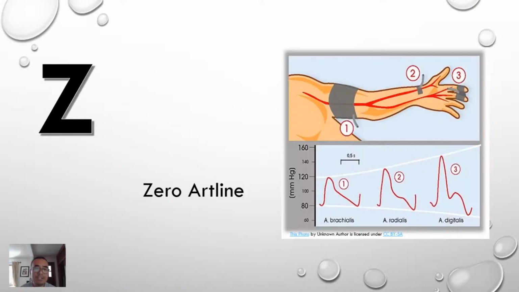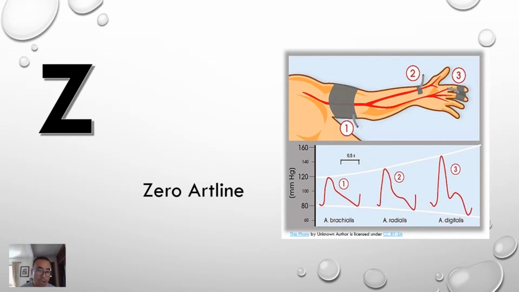And last but not least is going to be Z. We want to make sure that you zero all your lines. And here I just put zero your art line. Okay. Now, some of the lines that you're going to zero, some places have, for example, central venous pressure, CVP monitors. For those of you working in a CV intensive care unit, you're going to have your PA lines that you might have to zero.